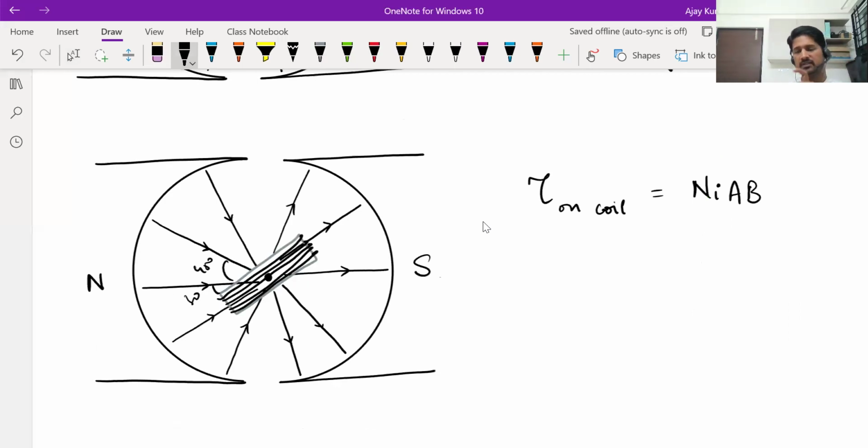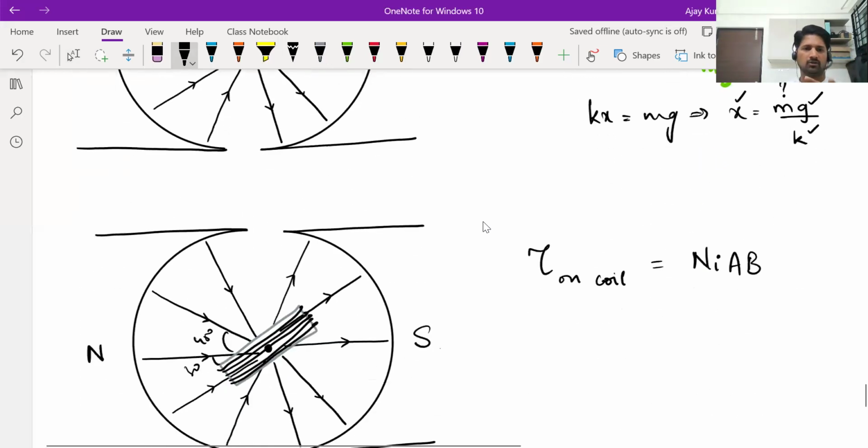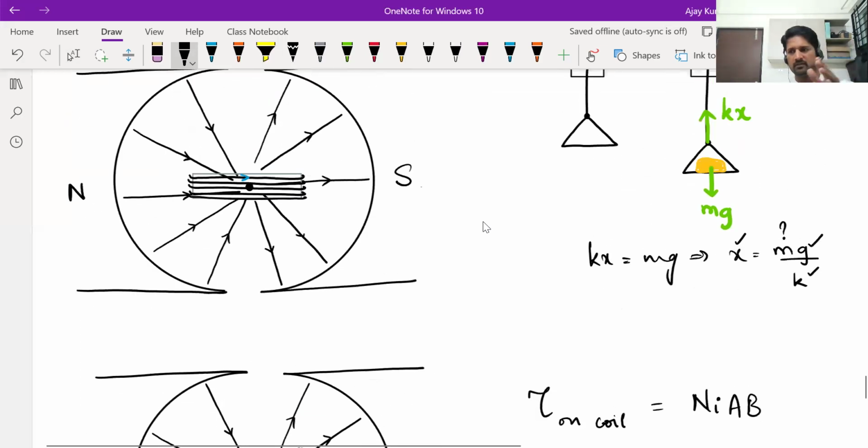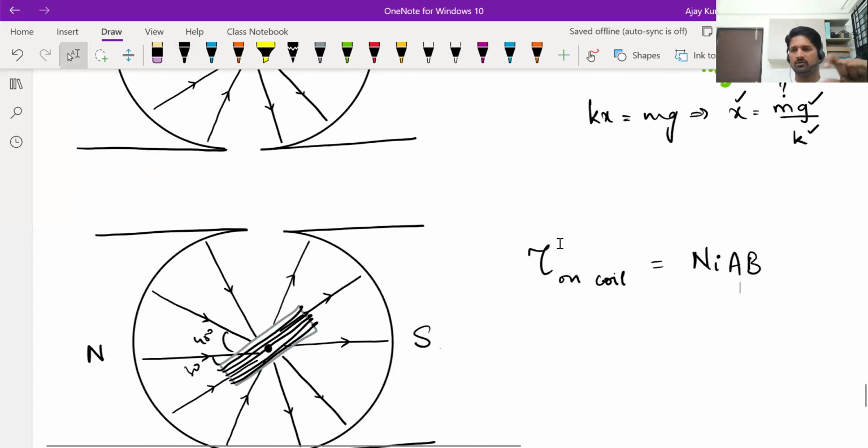That dependence on theta, the angle between the area vector and magnetic field, is now gone, because whatever be the orientation of the coil now, there are some field lines at 0 degrees with the coil, there are some field lines at 90 degrees with the coil, and so on. Okay, so this way we can remove the dependence of torque on angle rotated by the loop, and now it depends only on current I.